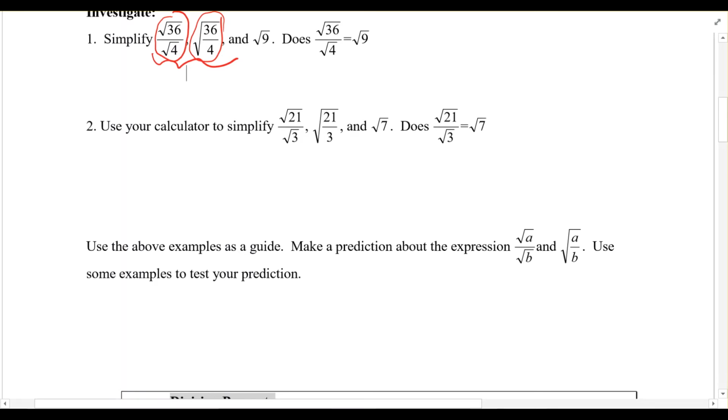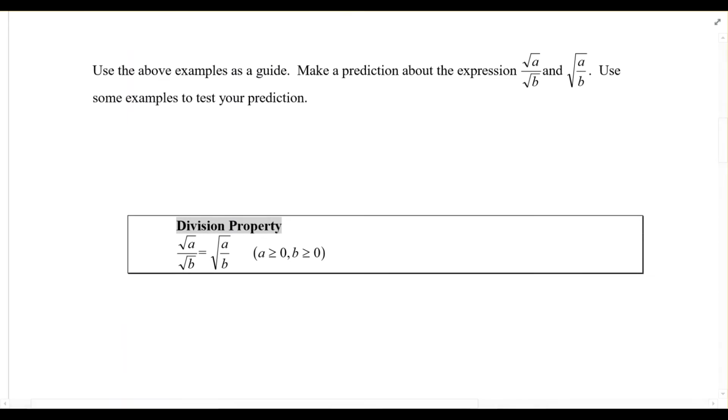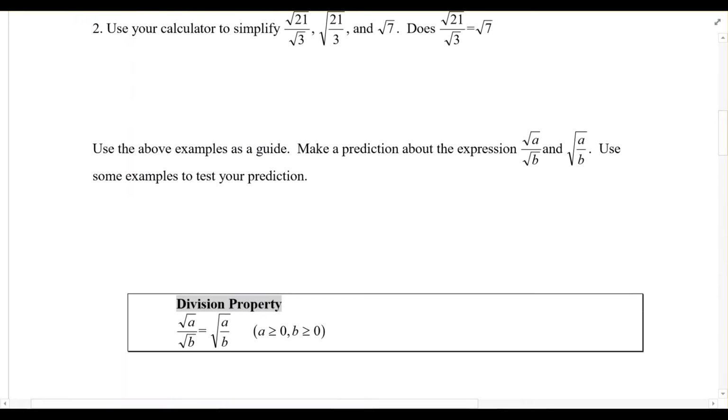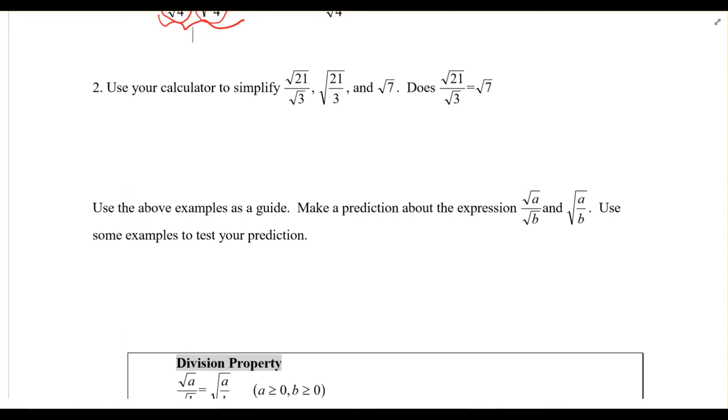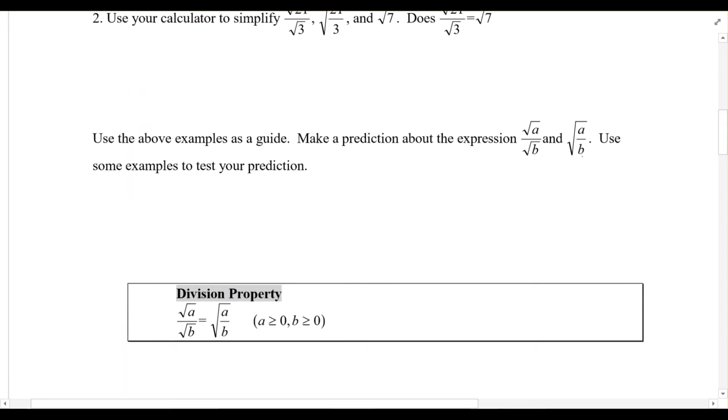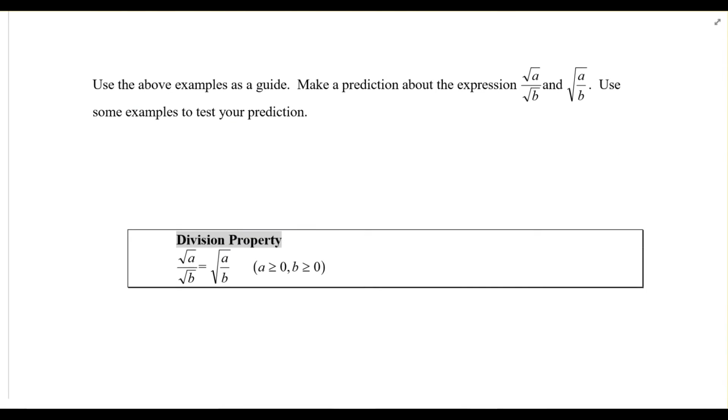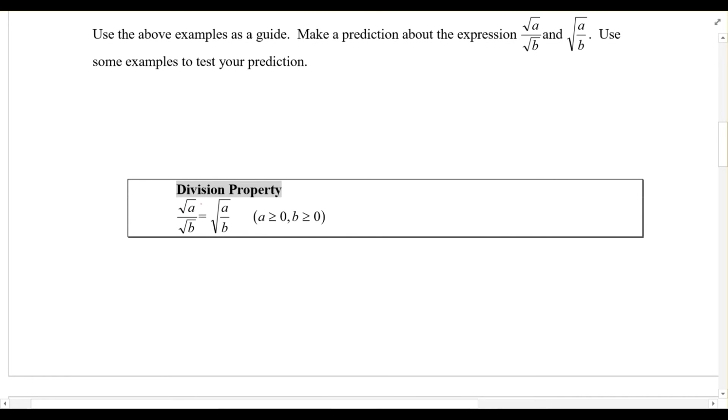And we just kind of got the same thing for number 2. So using the above as a guide, make a prediction about the expression, this and this. Well, I'm probably just going to give it away here. Here is what we have. It's the division property. And just like what we kind of said up top, square root of something over top, and then square root of something on the bottom, that's equal to the square root of both those things inside. Notice though that this says A needs to be greater than or equal to 0 and B needs to be greater than or equal to 0.